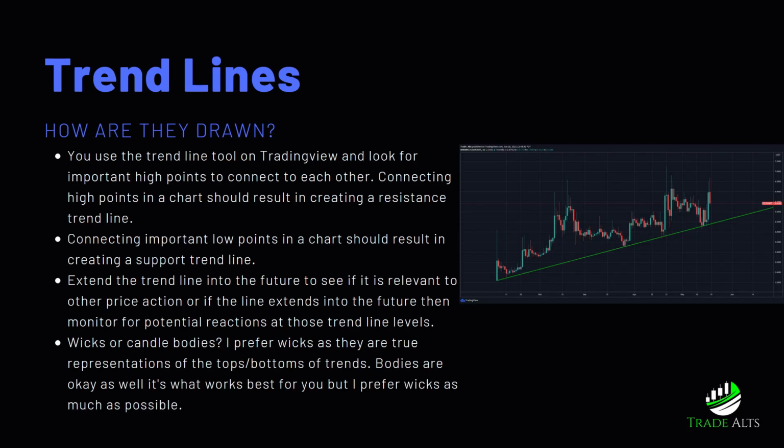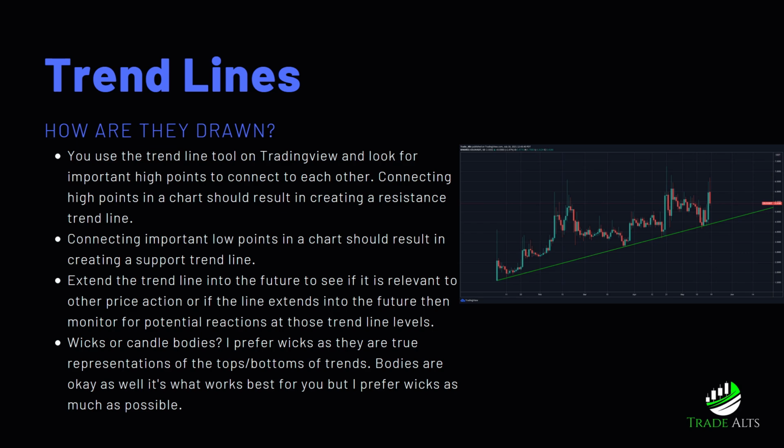Let's get to it. So trend lines, how are they drawn? First you use the trend line tool on TradingView, and you're going to be looking for important high points to connect to each other. Connecting high points in a chart should result in creating a resistance trend line. So when you're trying to create a trend line to chart resistance, you're only looking for high points that connect to each other all on the same trend line.